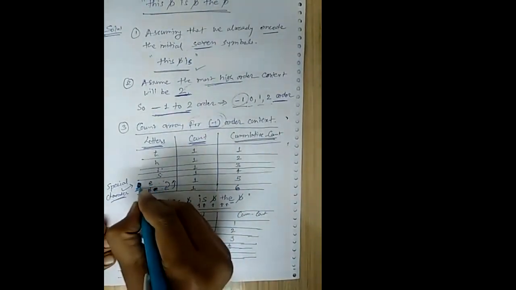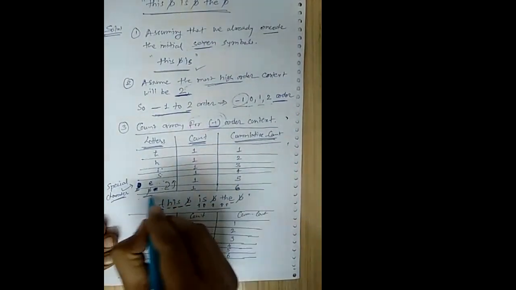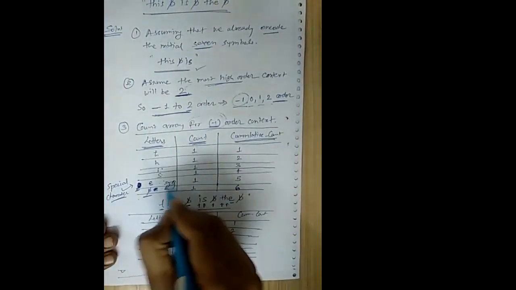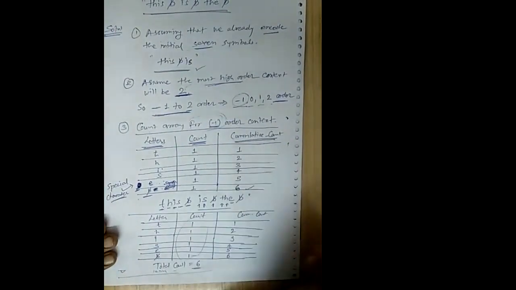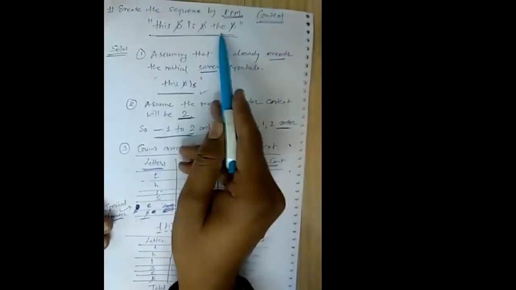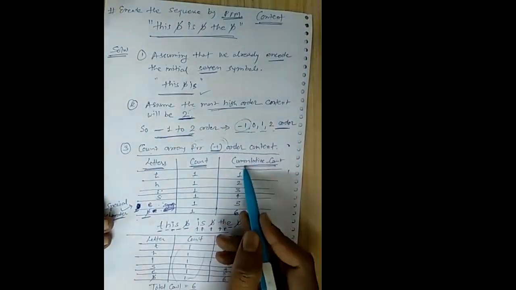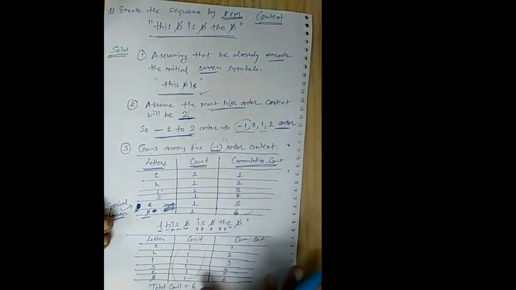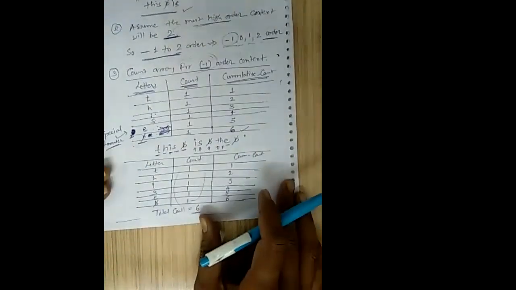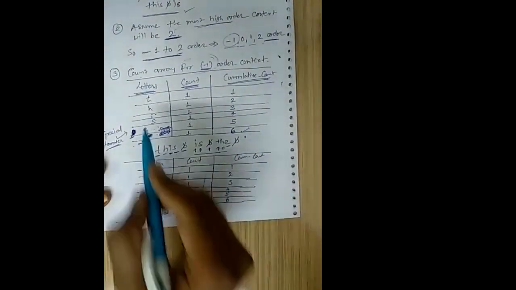I have to give the special character its appearance, and I have to work it out at the end. So I have made this change and I have updated the table. This table has been generated based on my original sequence which is given to you. Based on that I am figuring out my -1 order context. Then moving further, that I have already calculated here.